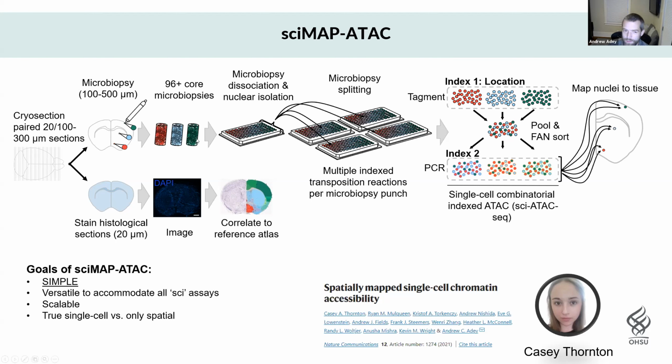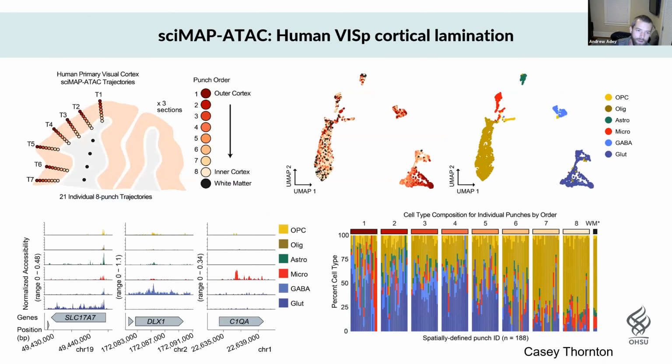We're able to use this for ATAC, and we're moving it into single cell DNA methylation as well, because it's really just this upfront tissue processing that gives us the spatial component, coupled with the high throughput sample indexing of combinatorial indexing. As an example, we applied this to the human primary visual cortex. We're able to stamp and punch these trajectories through the cortex, through the lamination, going from outer to inner cortex, as well as some subcortical white matter punches.